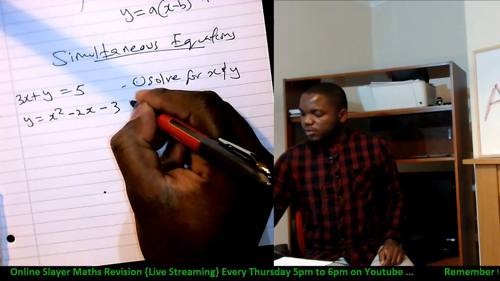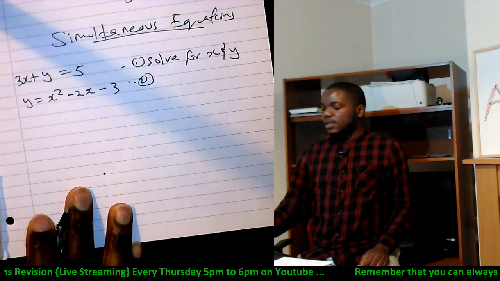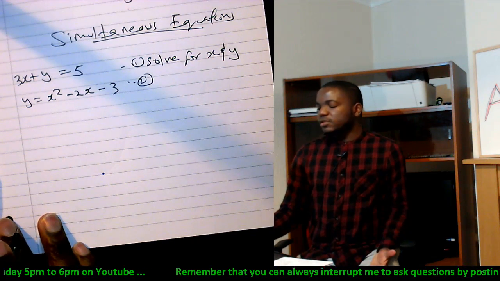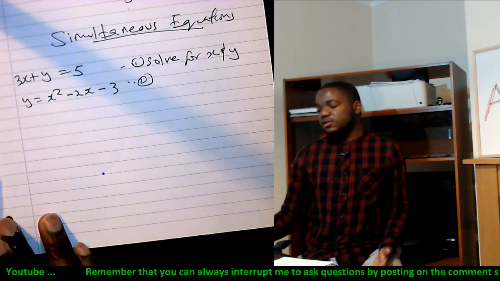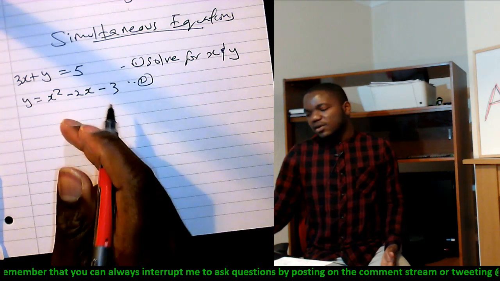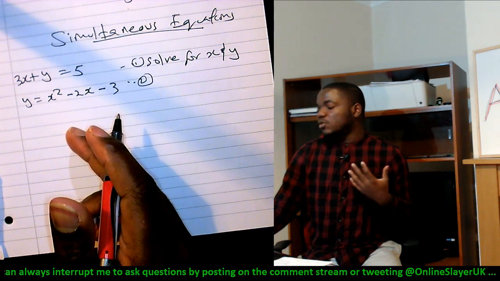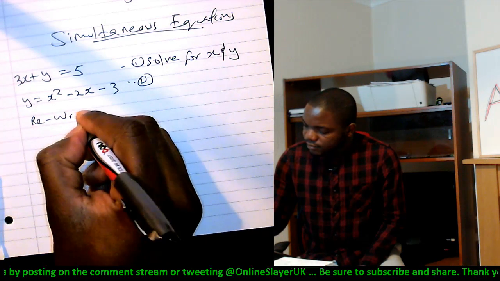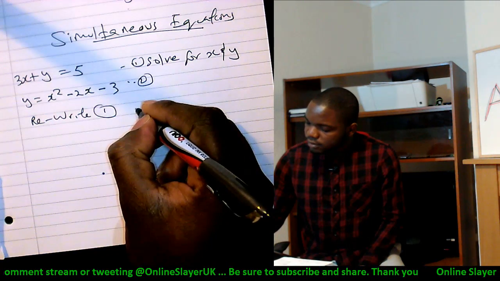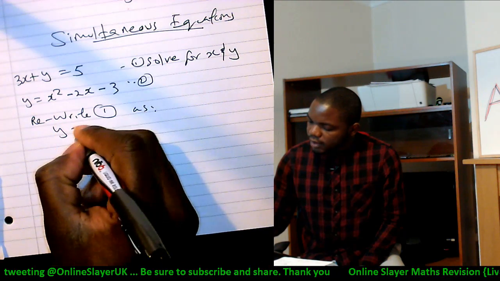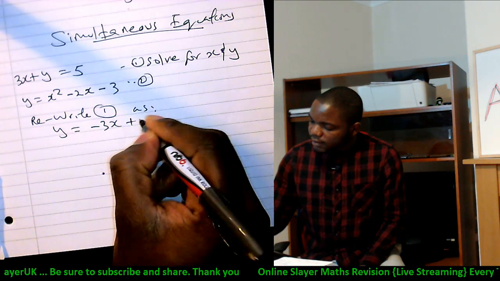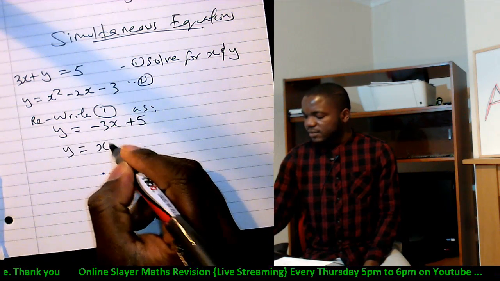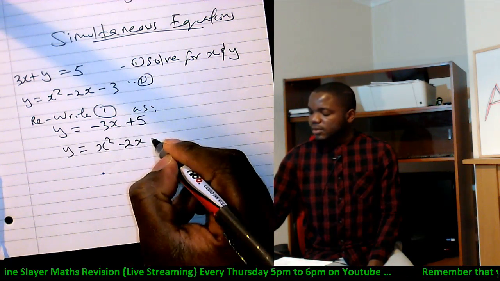You've got equation 1 and you've got equation 2. Obviously, this is going to be a quadratic problem. So all you need to do first and foremost is to make y the subject of the formula in the first one. And looking at it already lets me know that it's an equation of a straight line. So rewrite equation 1 as y equals minus 3x plus 5. And we already have equation 2 as y equals x squared minus 2x minus 3.